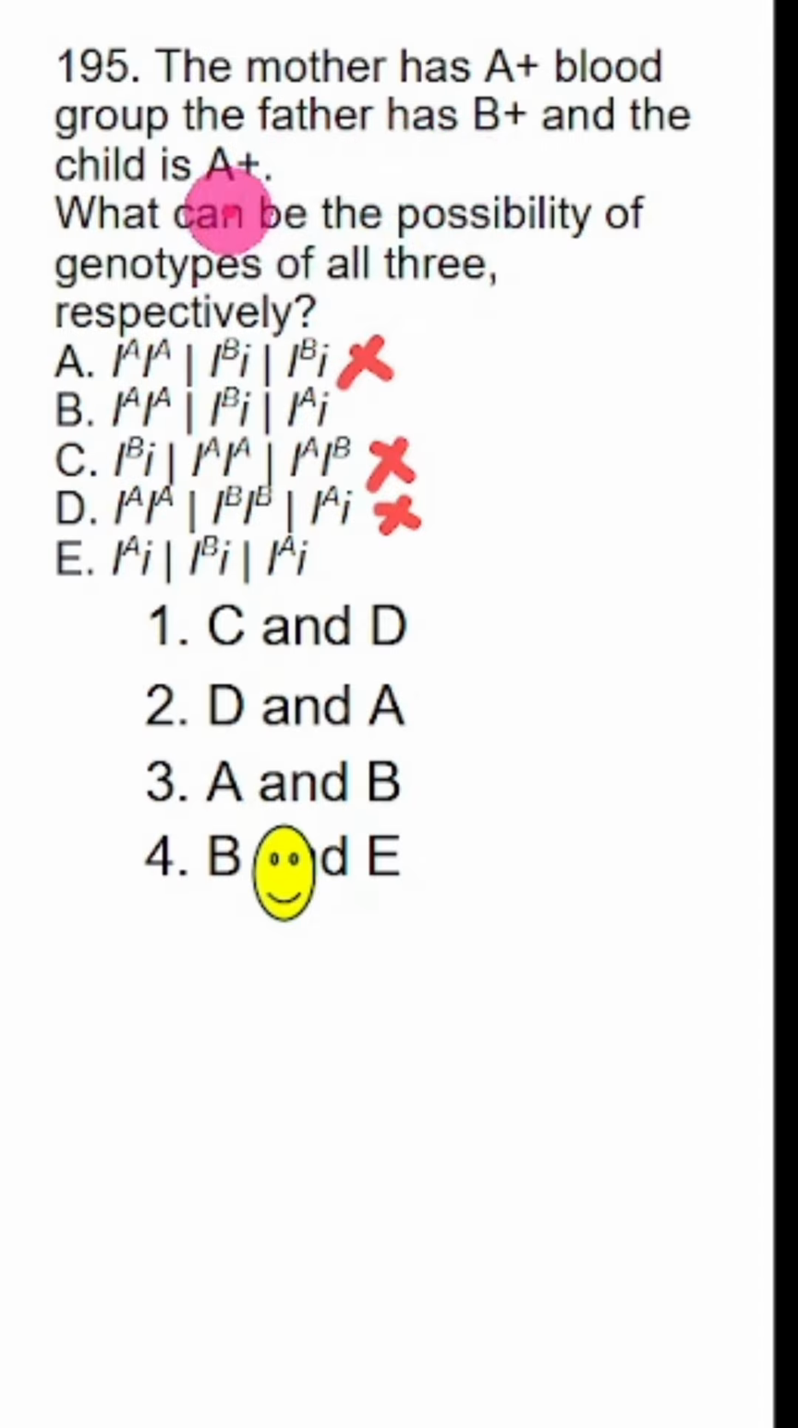So when you have child which is A positive of a parent who is B positive, this clearly indicates that this parent is heterozygous and has contributed the recessive allele to the child. And the dominating allele is coming from the other parent. The A allele is coming from mother and father has given the recessive i.